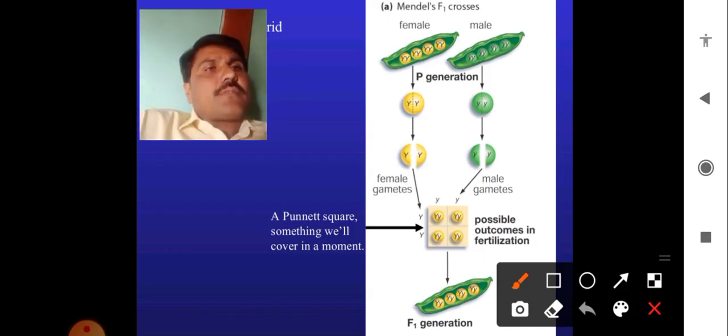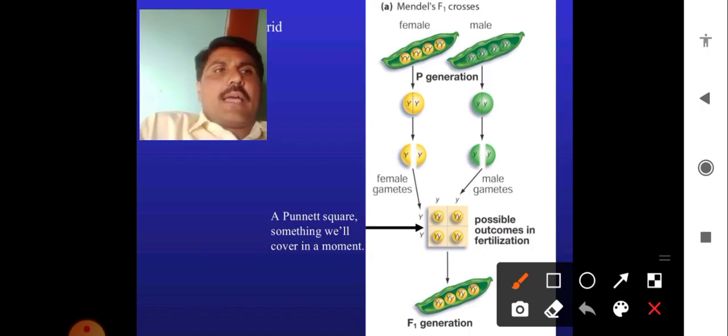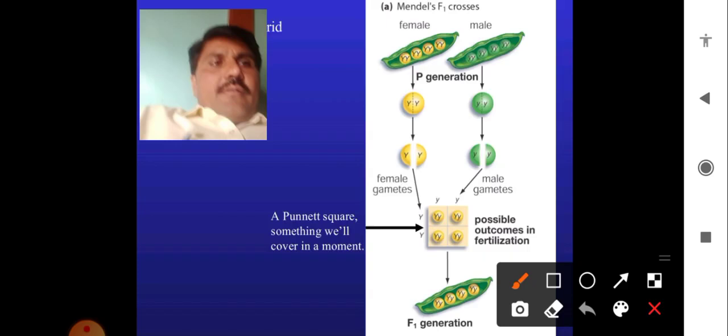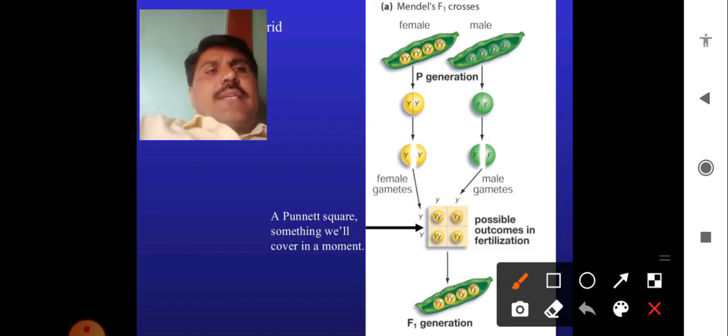See the F1 cross. The yellow seeds are taken from the female, and the green ones are from the male. As the abbreviation of the genes, that is the genotypes, both are capital Y for yellow, and in case of the green color, the genes are small y. While crossing these two, we get the possible outcomes in the fertilization.